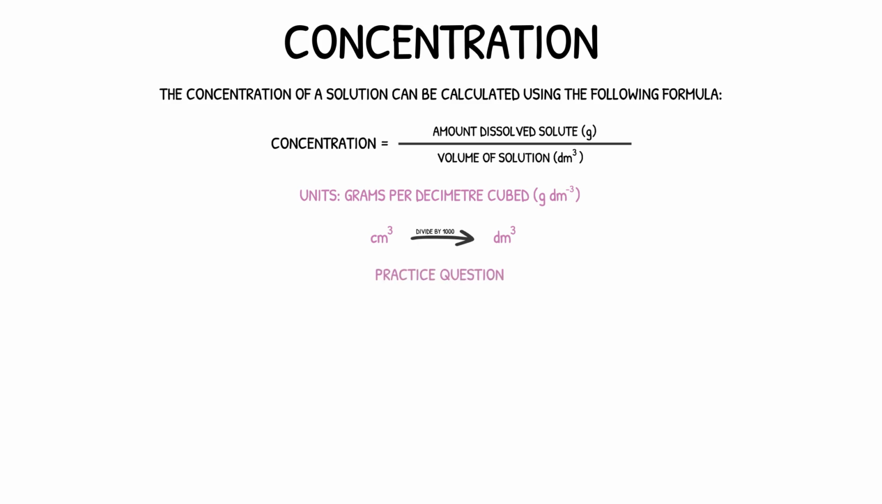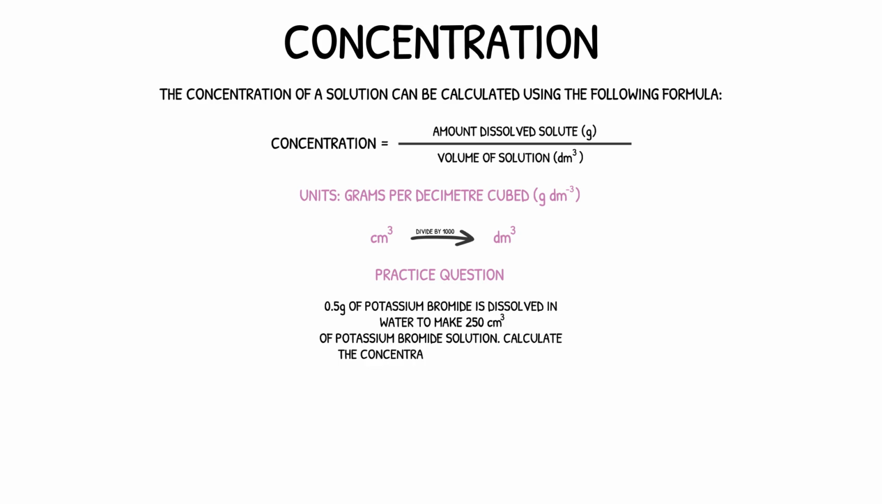For example, 0.5 grams of potassium bromide is dissolved in water to make 250 centimeter cubed of potassium bromide solution. Calculate the concentration of the solution. As the volume of the solution has been given in centimeter cubed, we must divide it by 1000 to ensure that our answer is in the correct units. 250 divided by 1000 is 0.25.